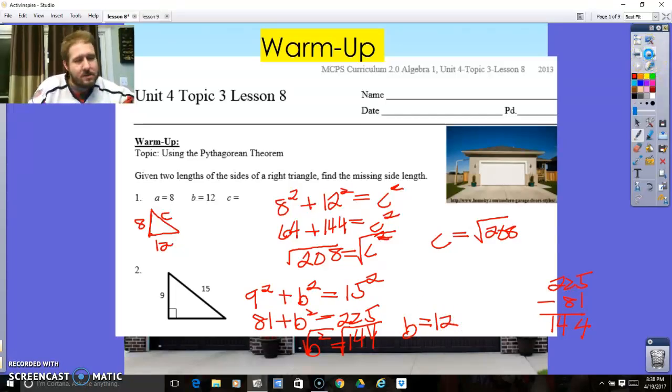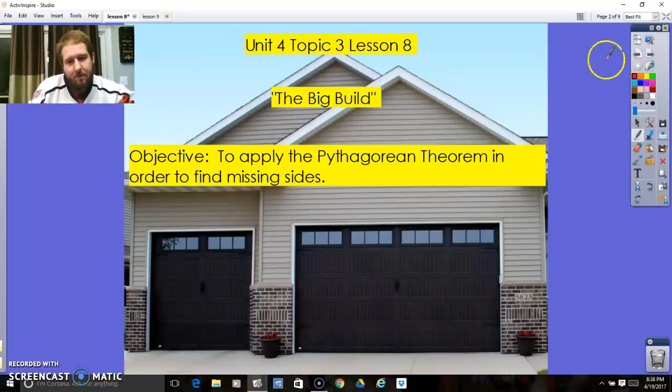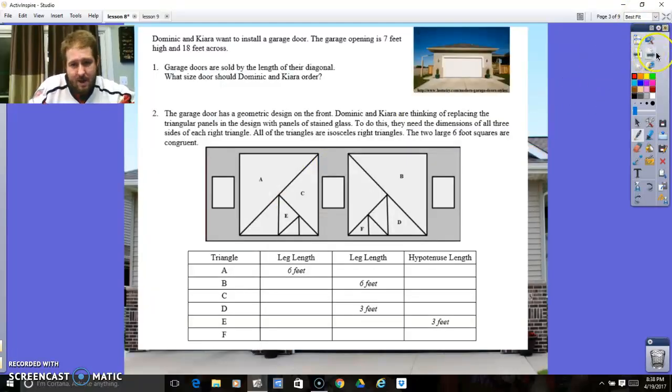All right, so in this lesson, we're going to be applying the Pythagorean Theorem, like I just mentioned, and we're going to be figuring out missing side lengths. First, starting off with the question that says, garage doors are sold by the length of their diagonal. What size should Dominic and Kiara order? So we're told that it's 18 feet across and that it's 7 feet high. We want to know how far it is all the way across. Just like the warm-up, that's 7 squared plus 18 squared equals the hypotenuse squared.